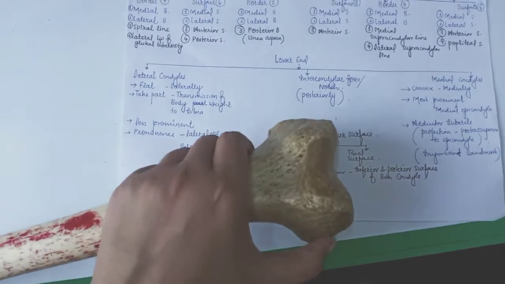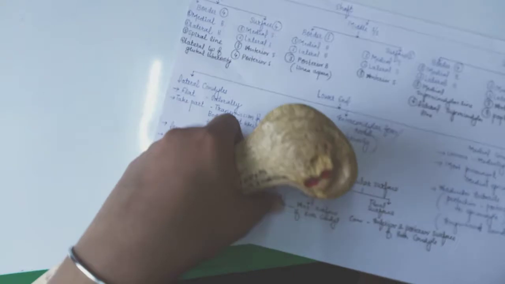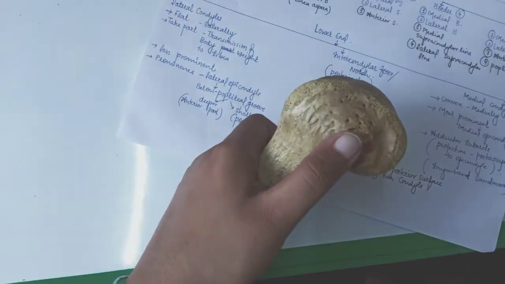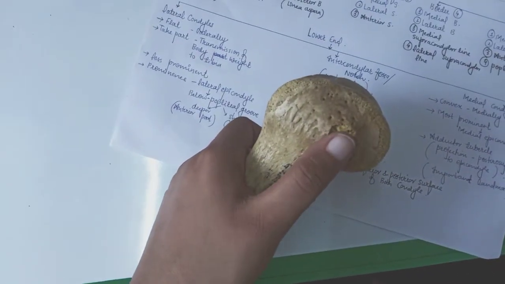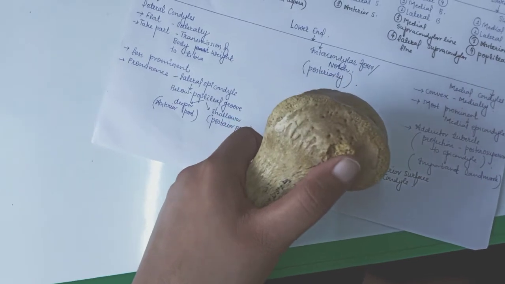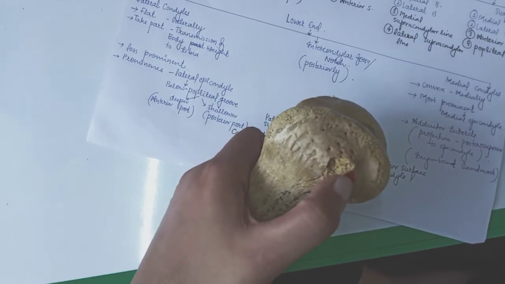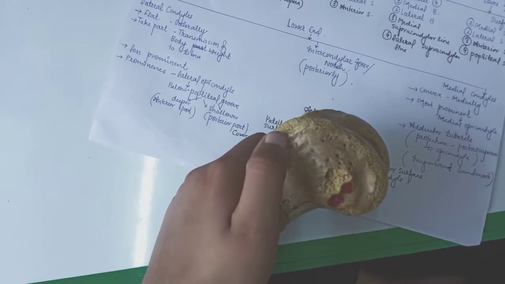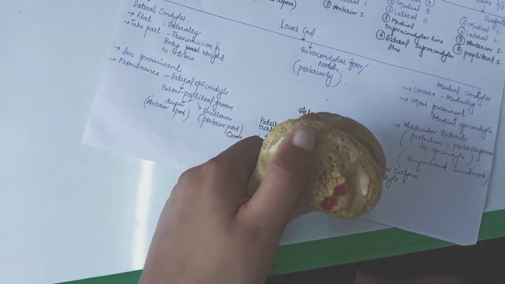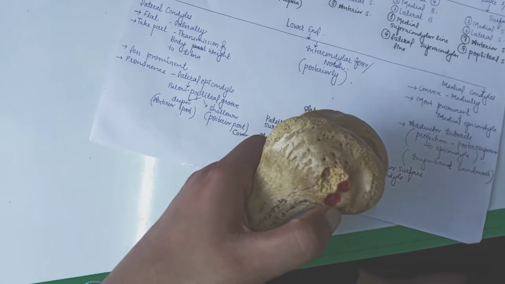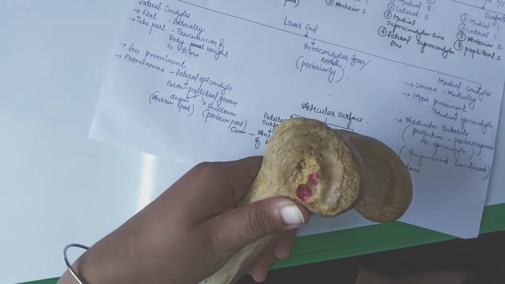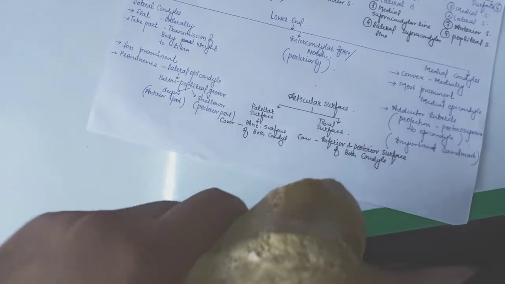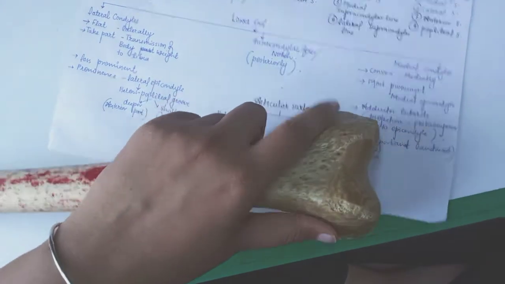It has a prominence, this one, that is known as the lateral epicondyle, and just below the lateral epicondyle the popliteal groove is present. At the anterior surface it is deeper, and at the posterior surface it is shallower. Then the medial condyle.